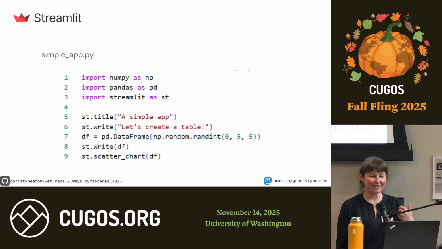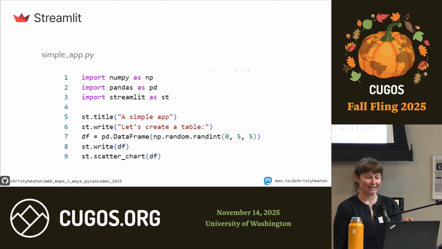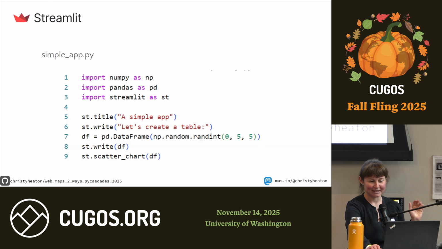So you create a file called simple app, or whatever you want to name it. And inside you'll import NumPy and pandas, libraries that help you manage data, and then you'll import Streamlit. And then you can start using Streamlit methods right away to start building your app. So add a title, write some text to the page, create a pandas data frame with some random data in it, st.write puts that on the page, and then st.scatter_chart would just put a scatter chart on the page.